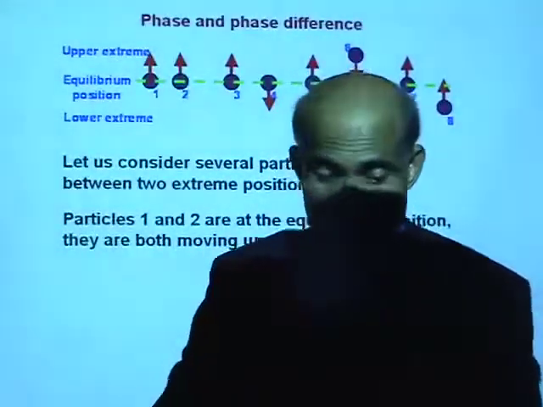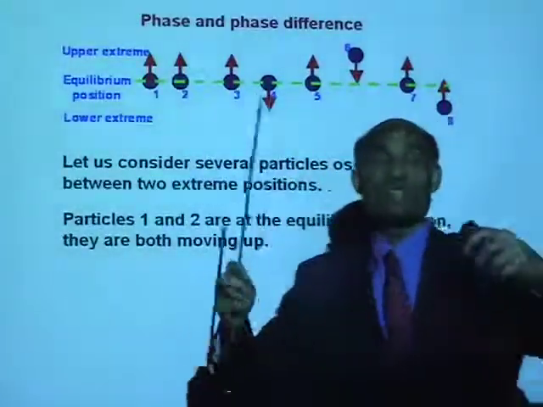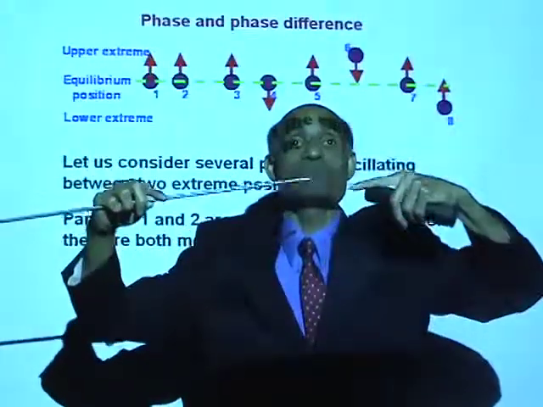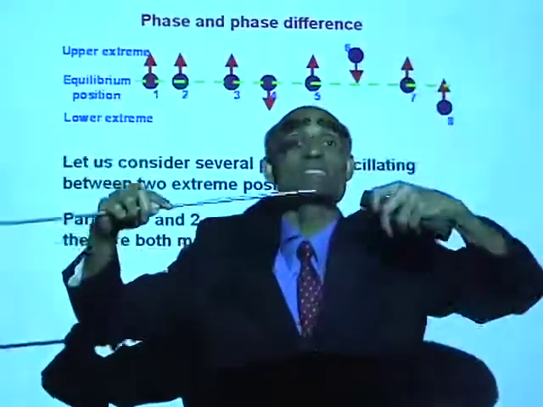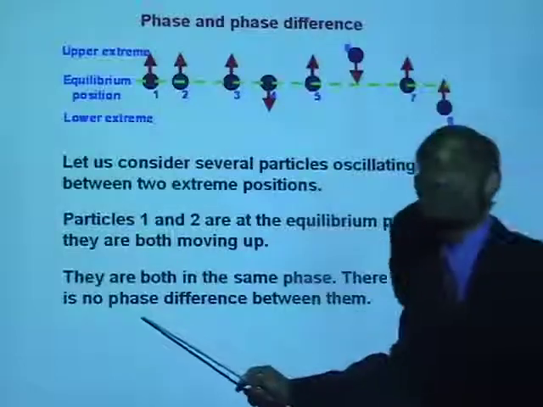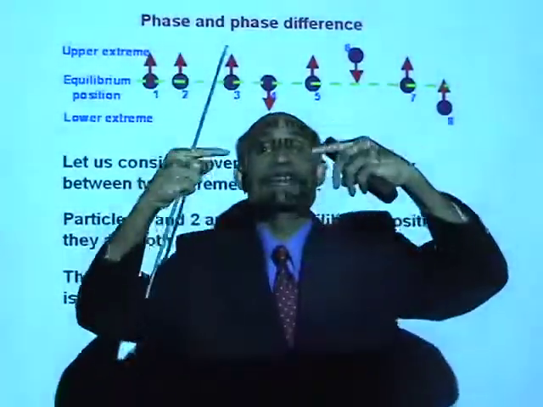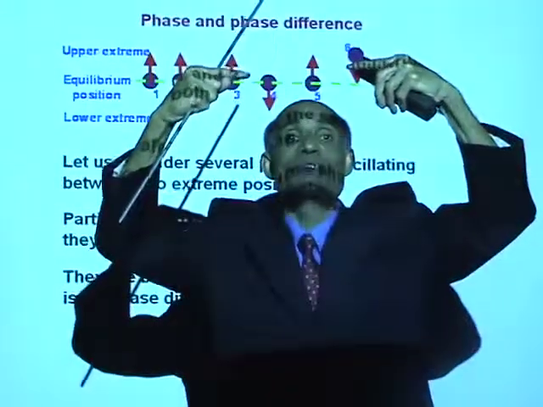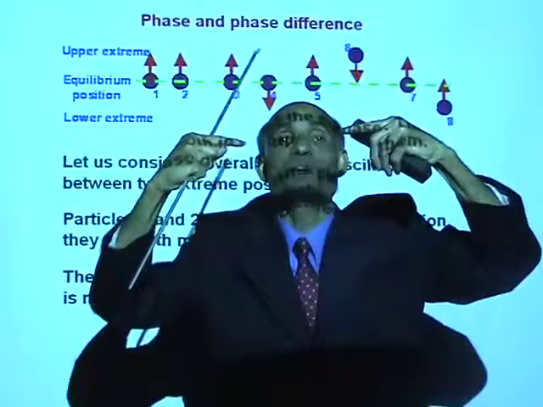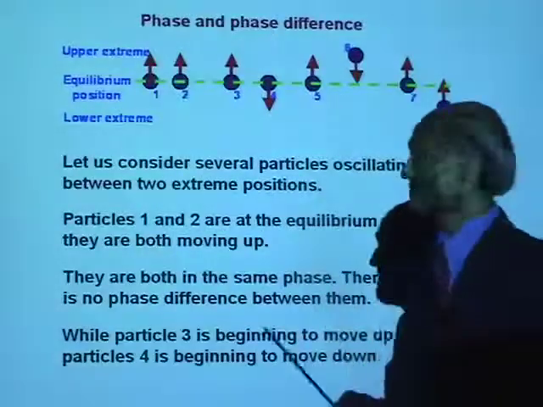So particles 1 and 2 are in the same phase of vibration because they will always be at the same positions. You see, they are in step. They are both in the same phase. There is no phase difference between them. When particle 1 is at the upper extreme, particle 2 also is at the upper extreme. Particle 1 is in the equilibrium position, particle 2 is also there. There is no phase difference.